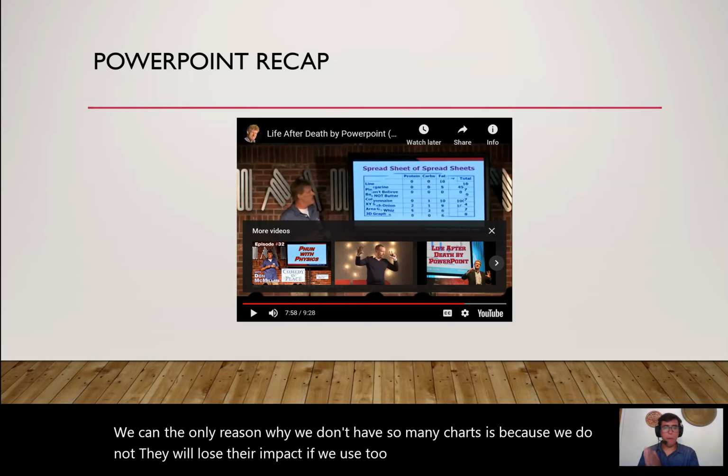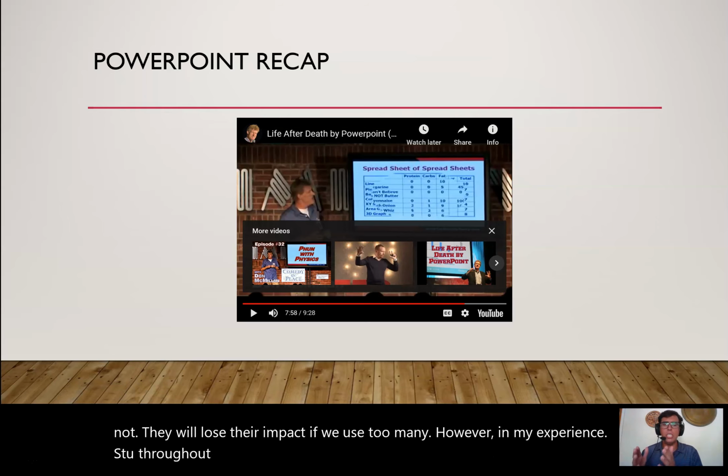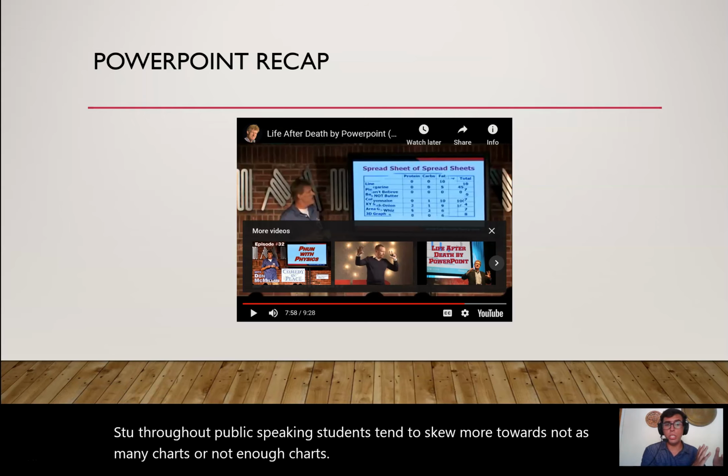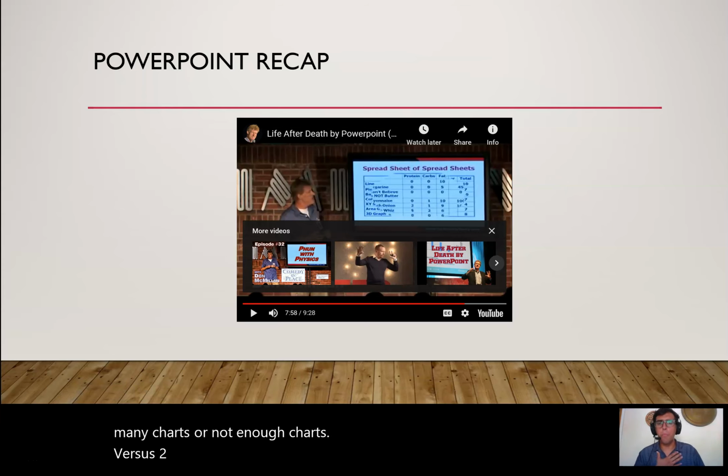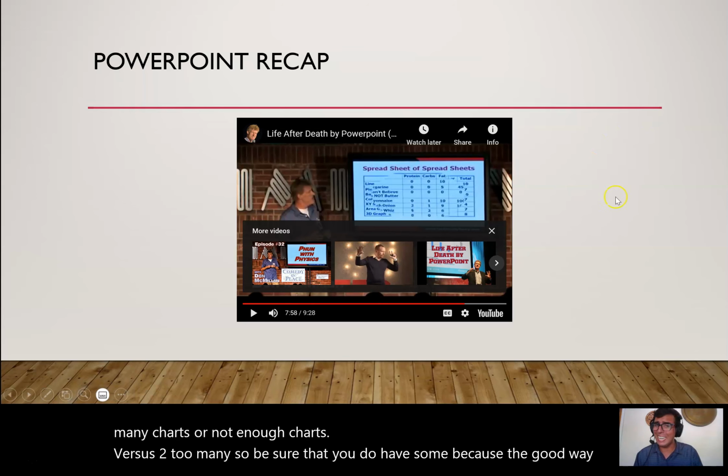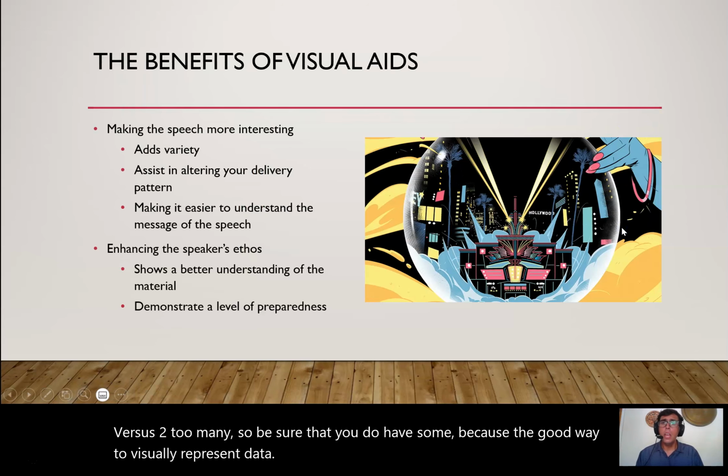However, in my experience, throughout public speaking, students tend to skew more towards not enough charts versus too many. So be sure that you do have some, because it's a good way to visually represent data. Here's a spreadsheet. Now we talk about some of the benefits.